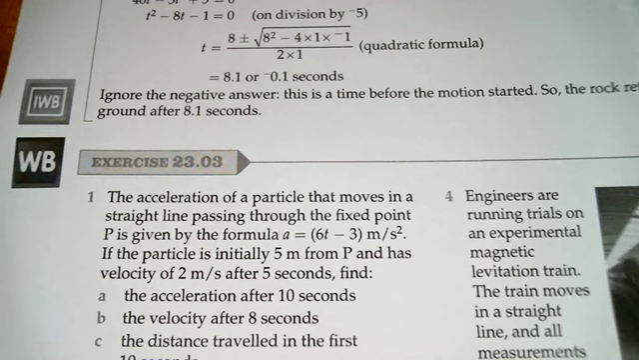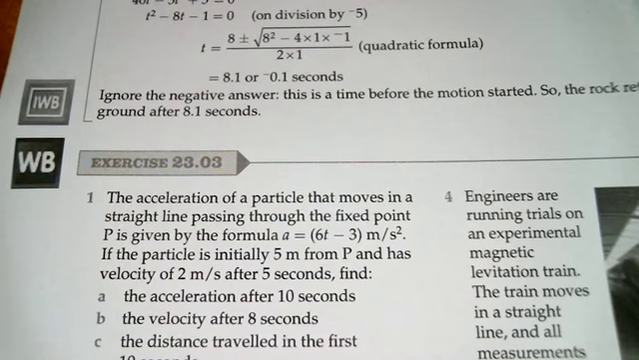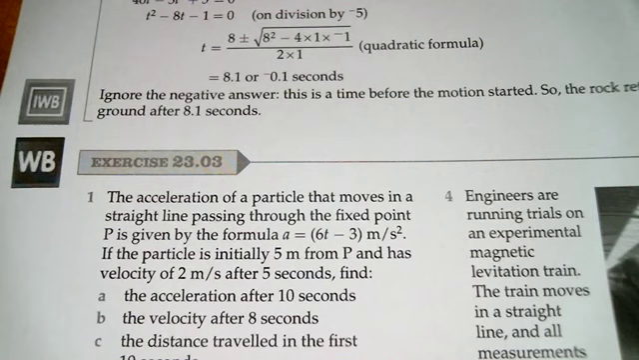Hey folks, I've had a couple of questions about exercise 2303 question 1. To be honest, I don't like this question. I think it's poorly worded. I think it's a bit confusing in the way it presents the information. And of course it can be solved, but when you look at it, it seems to have a little bit of conflicting information.